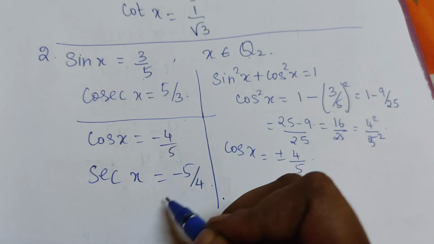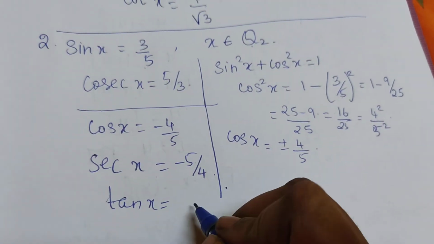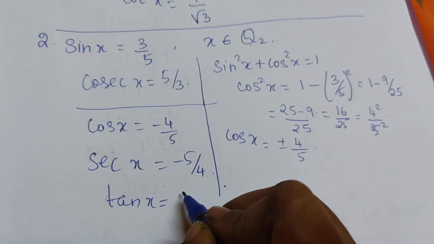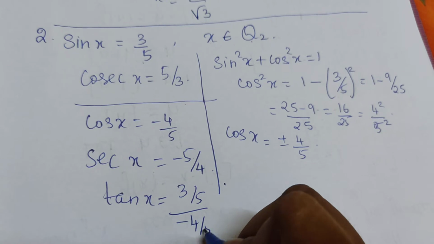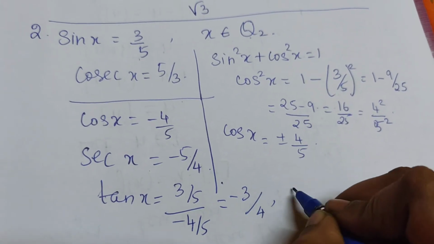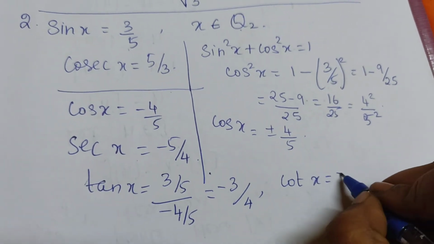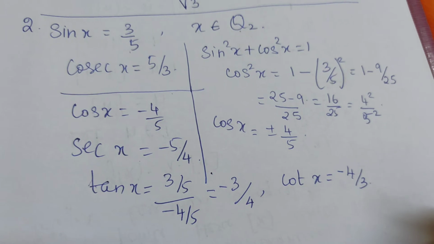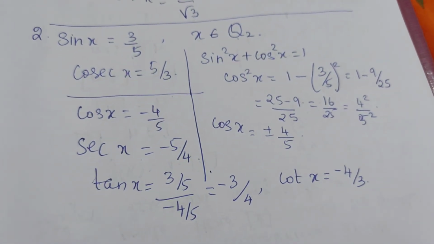And we will get the tan ratio. Tan x will be sin x by cos x. Sin x is 3 by 5, cos x is minus 4 by 5. The 5 gets cancelled, so we have minus 3 by 4. And cot x will be the inverse of tan x, so we get minus 4 by 3. So with this we have calculated all the 5 required ratios.